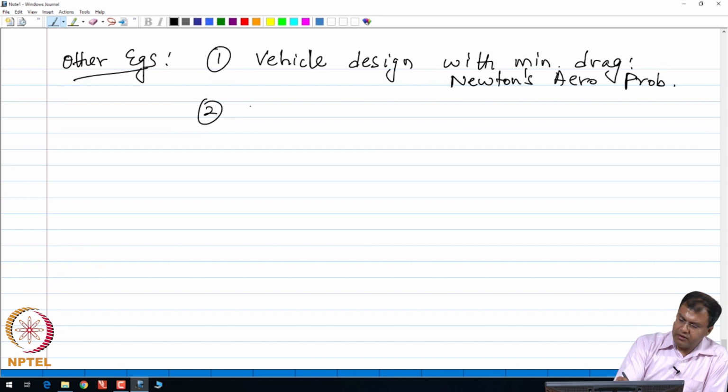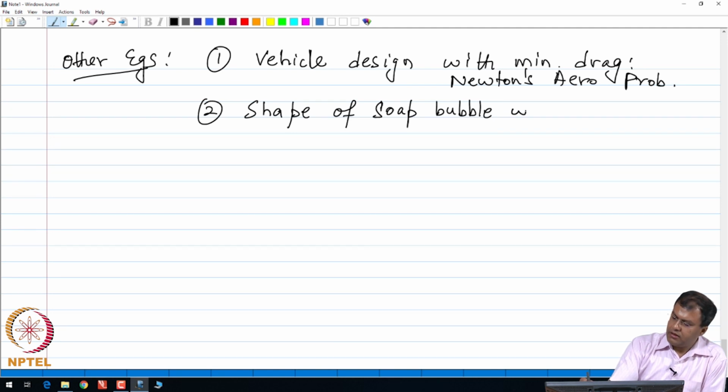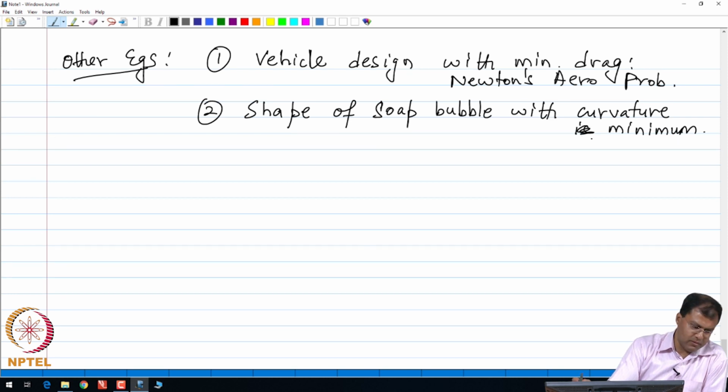Another problem that I am interested to go in depth is to find the optimal shape of a soap bubble, such that the curvature is minimum, right. It turns out that the lower the curvature of the soap bubble, the lower is the total energy or the surface energy of the soap bubble. So, nature provides the shape of the soap bubble such that the total energy of this system is minimum, right.